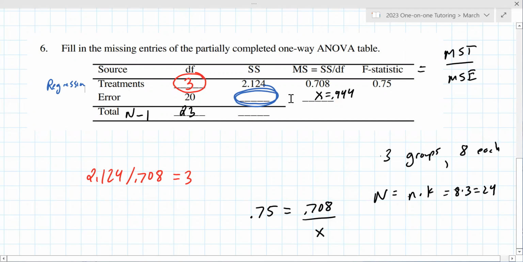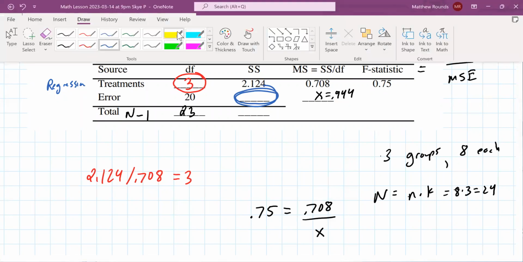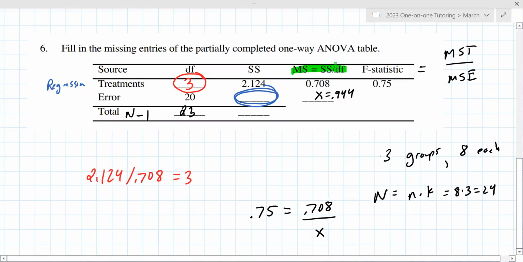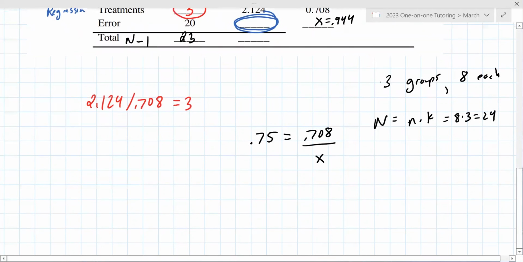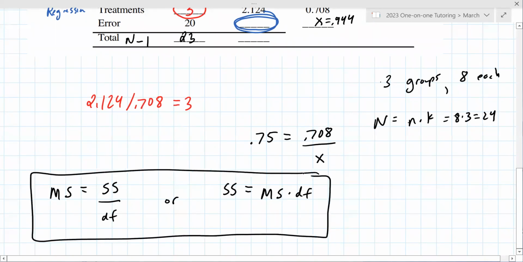SSC. But in terms of this calculation here, I don't want you to remember all the variations of this formula, but maybe since it's open note, that would be okay. So I'll write those down here. You have a couple of possibilities: MS equals SS divided by degrees of freedom, or SS equals MS times degrees of freedom. I think those might be worth remembering.